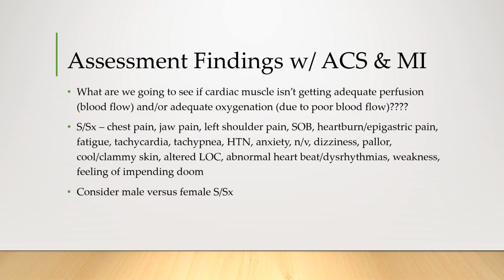So assessment findings. When we're looking at assessment findings with acute MI or ACS, we're looking to see if the cardiac muscle isn't perfusing. Is it not getting enough oxygen, blood flow, or is it just poor? Very typical signs and symptoms. Males, you're going to have the chest pain, the jaw pain, the shoulder, the arms, the shortness of breath. Ladies, you're going to get the jaw pain, the fatigue, and the GI upset.